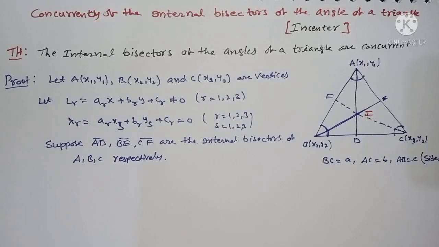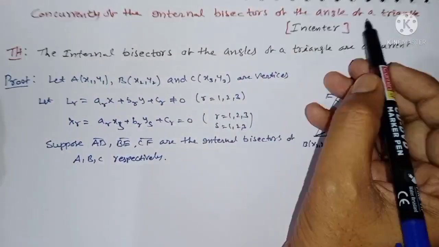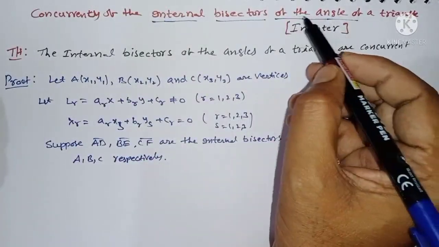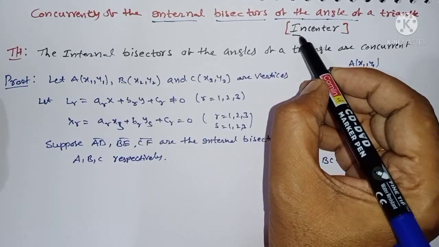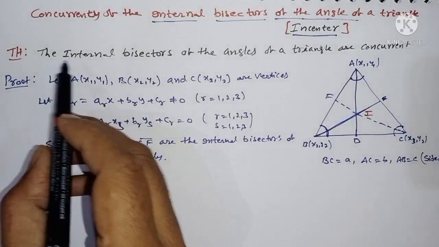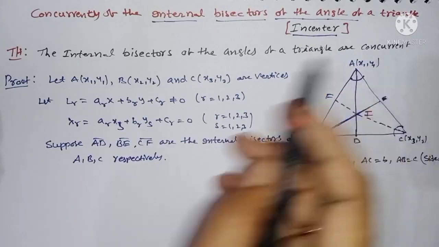Next theorem is the concurrency of the internal bisectors of the angles of a triangle. This point is called the incenter. The theorem says that the internal bisectors of the angles of a triangle are concurrent.